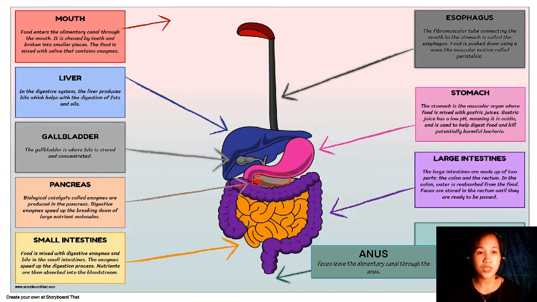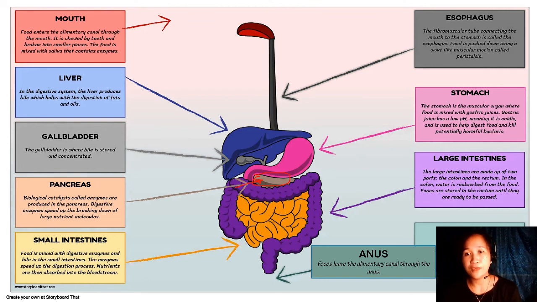In the pancreas, the biological catalysts called enzymes are produced. Digestive enzymes, as we all know, help speed up the breaking down of large nutrient molecules. We also have the small intestines, where food is mixed with digestive enzymes and bile. The enzymes speed up the digestion process. Nutrients are then absorbed into the bloodstream.